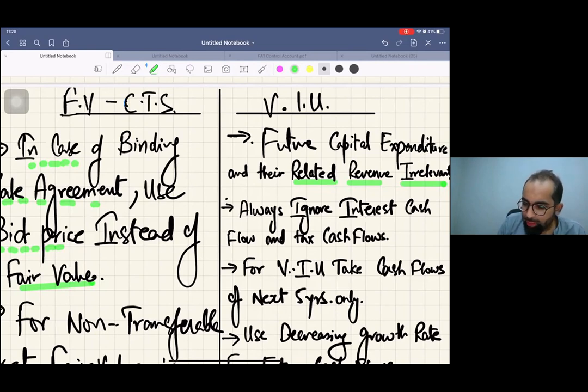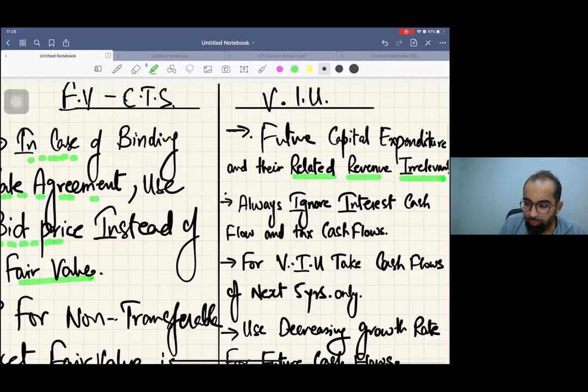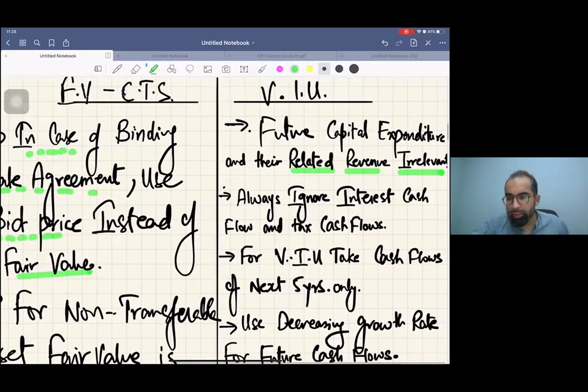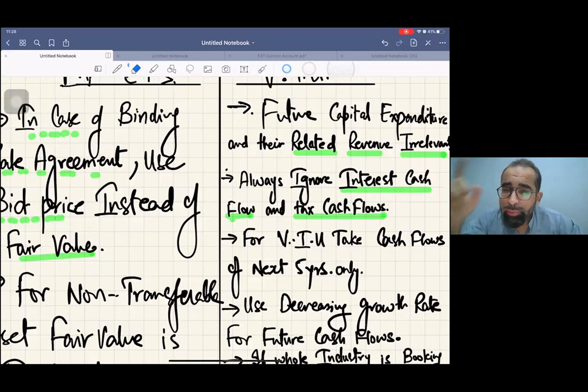Second point, always ignore interest cash flow and tax cash flow. Very important line, and it came in past paper as well. If you have studied the financial management paper like F9 in ACCA or the basic financial management paper in ICAEW, you know the rule of discounting. Whenever we do discounting using interest rate, the impact of finance cost automatically comes in that discounting. So we never include the interest or finance cost cash flow in the discounting procedure, number one.